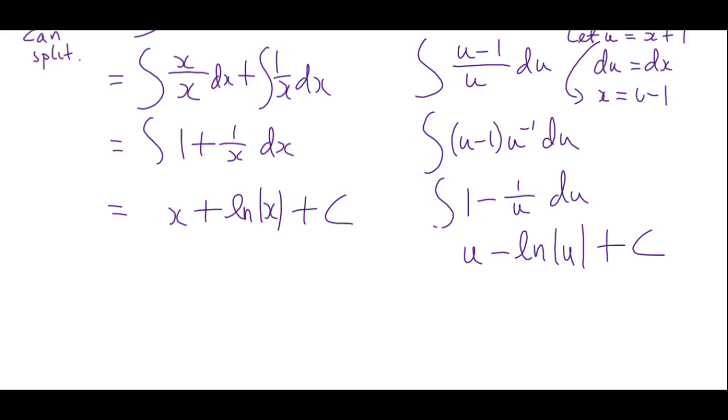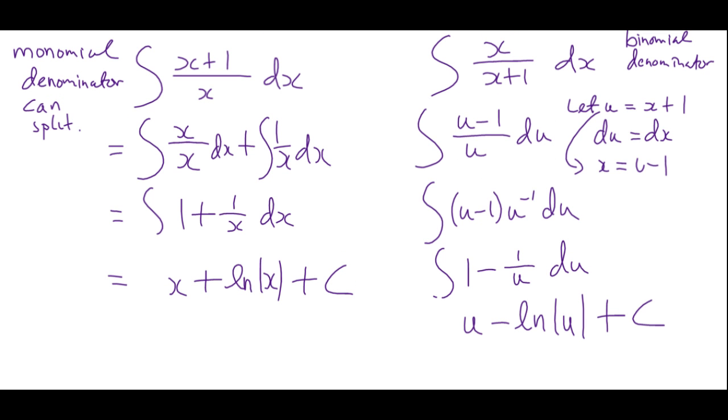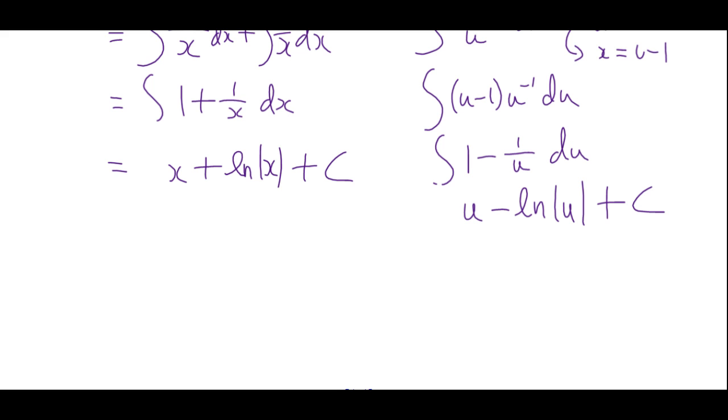But we weren't doing u's, were we? We're doing x's. So now we're going to go back and substitute in. And we said, oh, well, u is x plus 1, right? So that's going to be x plus 1 minus the ln of the absolute value of x plus 1 plus c.